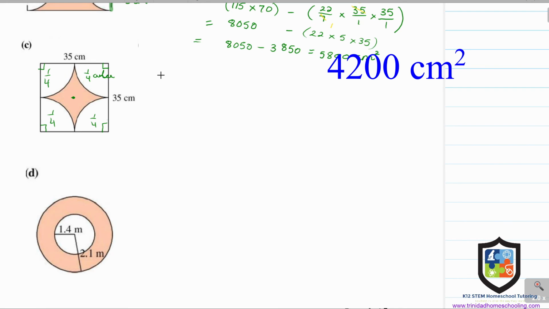So our area of the shaded part is going to be what?